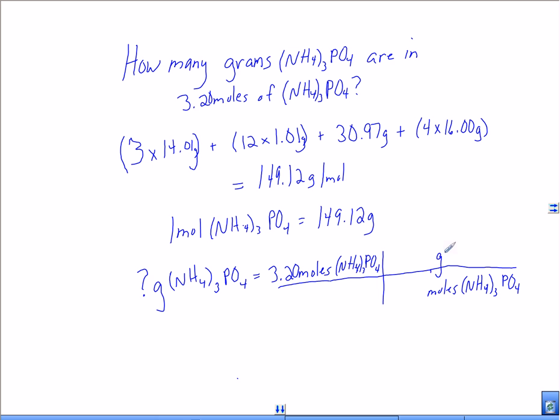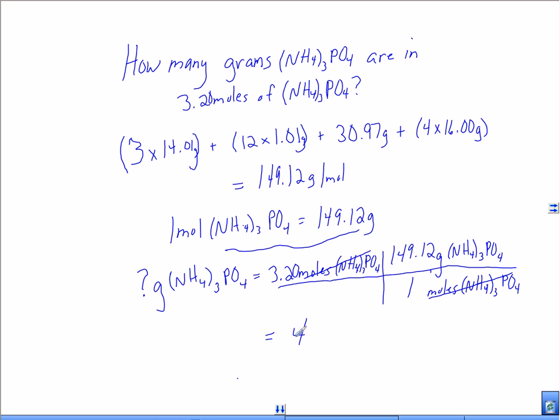And what am I trying to find? I'm trying to find grams of (NH4)3PO4. So I need to find a conversion factor. Well, there's one right there. 1 mole of (NH4)3PO4 is equal to 149.12 grams. Perfect. Now my moles are going to cancel. And to find my answer, I'm going to multiply 3.20 times 149.12 grams. Nothing to do on the bottom because it's a 1.